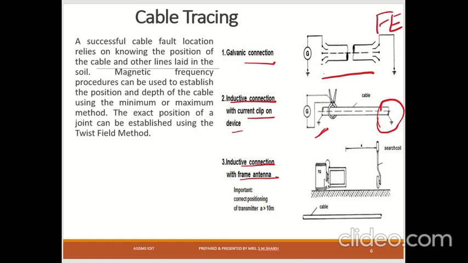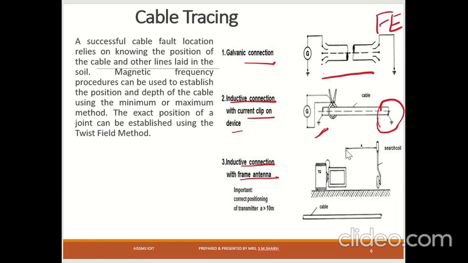Now in this there is a search coil. Most of the time you might have seen people walking on the road with something like a stick in their hand. That is nothing but a search coil. So this is the cable which is laid underground, and then there is a transmitter and a receiver. There is a transmitter which is placed at one of the stations or from the end where you're starting, and then there is a search coil. So you move with the search coil on the surface, or on the ground where the cable is laid.